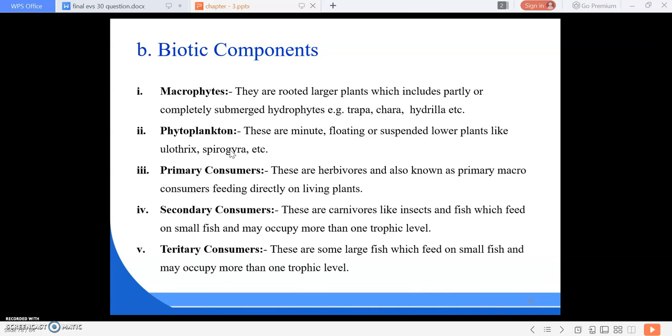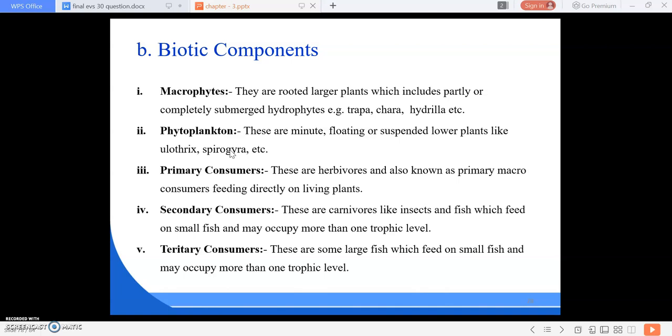Next is our consumers. Most of the consumers are herbivores except insects and some large fish, but generally are heterotrophs. In pond, consumers are distinguished as primary consumers, secondary consumers, and tertiary consumers. The herbivores are also known as primary macro consumers, feeding directly on living plants. They may be large or small in size. They are further differentiated as benthos and zooplankton.